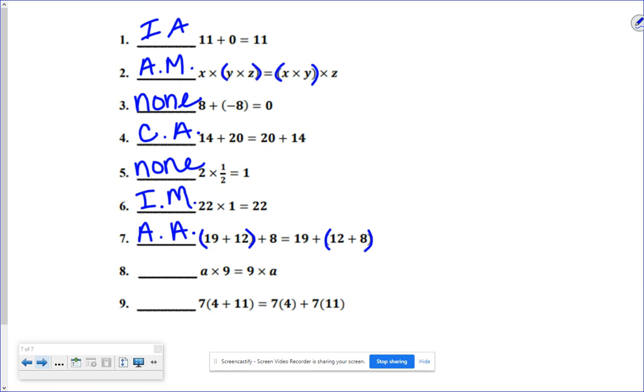Number 8, I have a times 9 and then 9 times a. I notice the 9 and the a flipped spots, so they would be the commutative property, and that would be multiplication since we are multiplying.